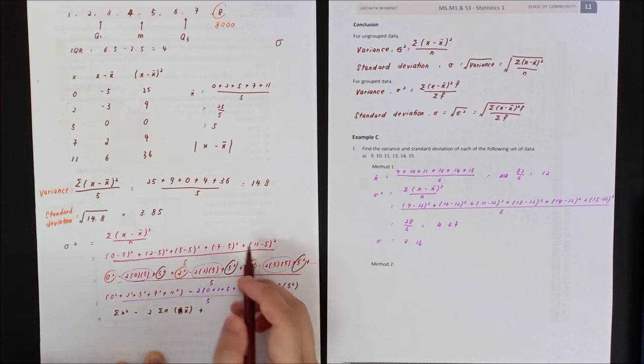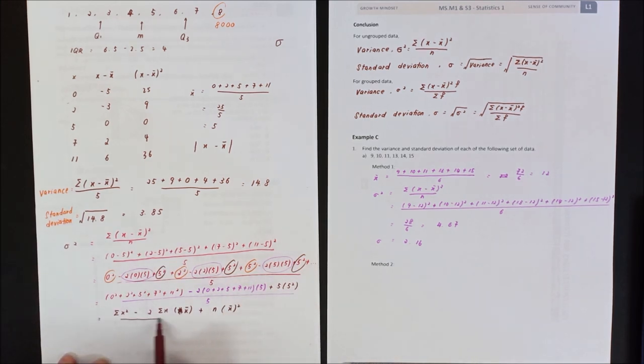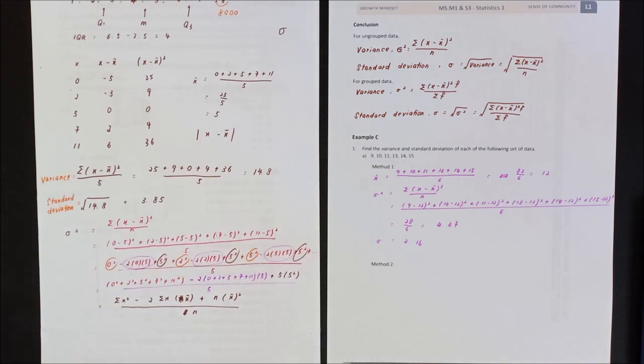So the n here is 5. And then the 5 square here is actually for the mean. Then you divide by, what is the n here? It's basically 5. Yeah, it's your n. Okay, so now let's try to think of a way for us to simplify that.